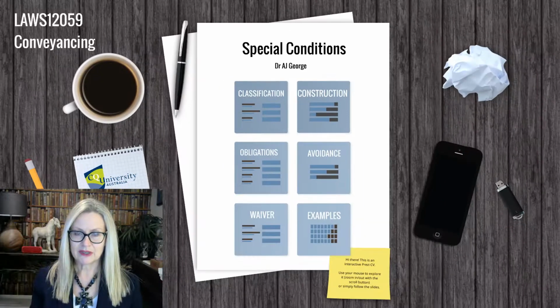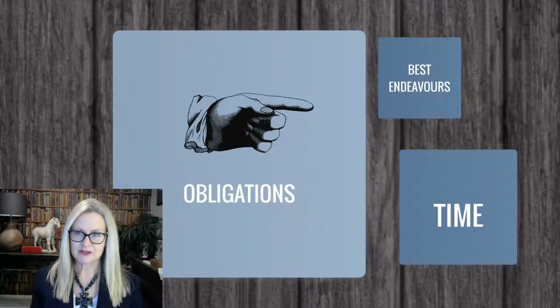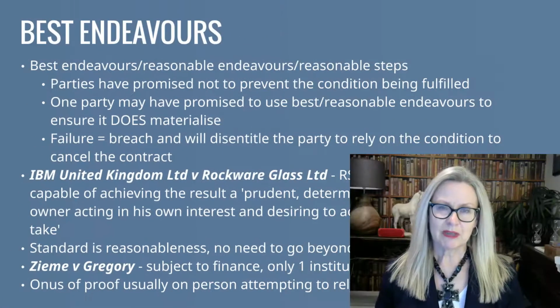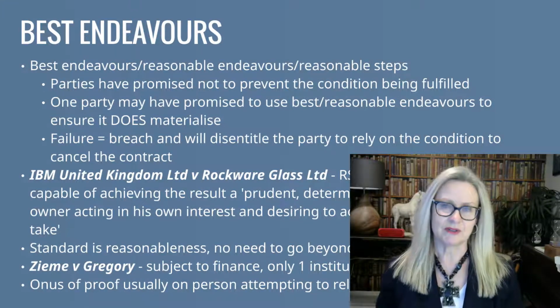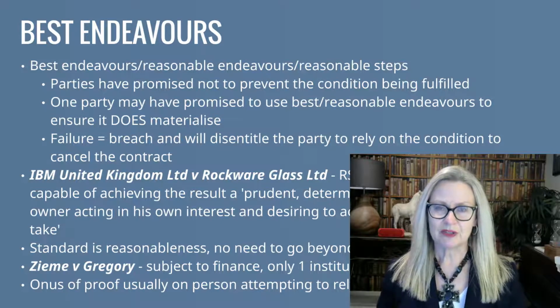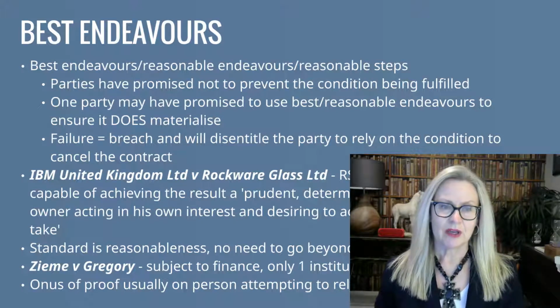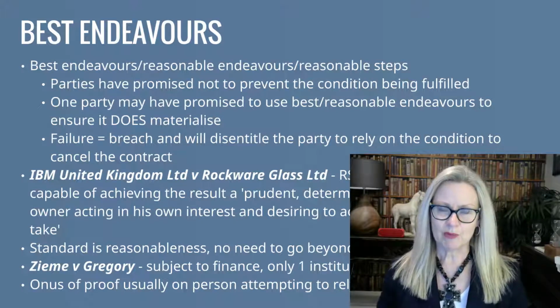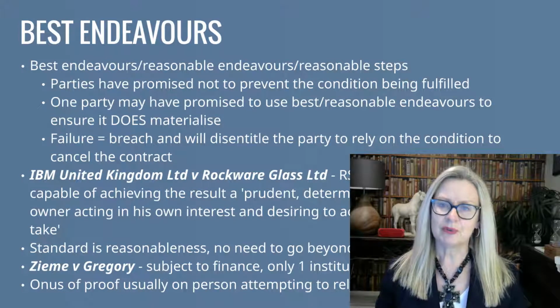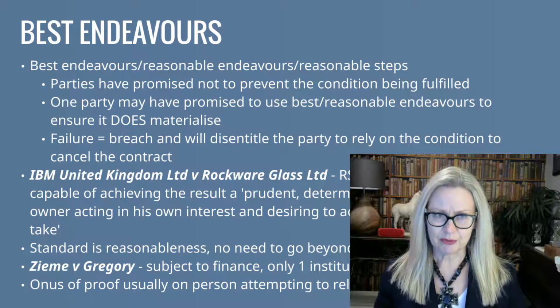And now we need to have a look at obligations, particularly best endeavours, reasonable endeavours, and so on, and time. So what does it mean when a contract says that your client has to use their best endeavours to ensure that something happens? Often you'll see similar formulations to this, like reasonable endeavours or reasonable steps. What does it mean? Well, if it applies to both parties, then it means that the parties have essentially promised not to hinder or obstruct, so not to prevent the condition coming to fulfilment.